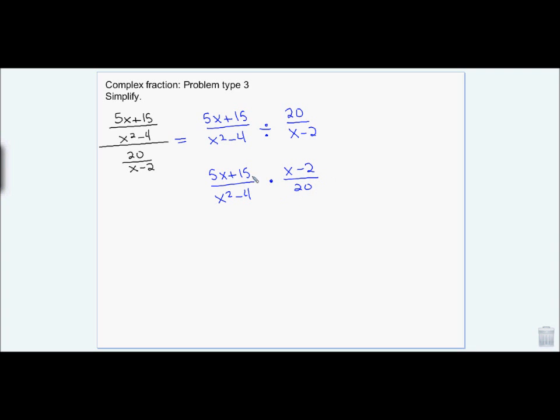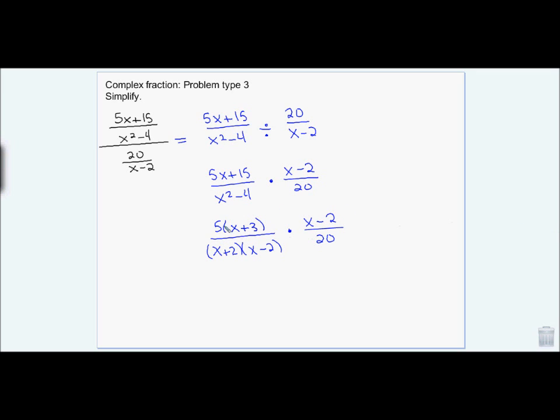Multiplying by the reciprocal. I now want to factor these binomials. From 5x and 15, I can take a 5, which is going to give me x plus 3. And this is a difference of squares, so I take the square root of each, plus and minus. Nothing will factor from my second fraction.